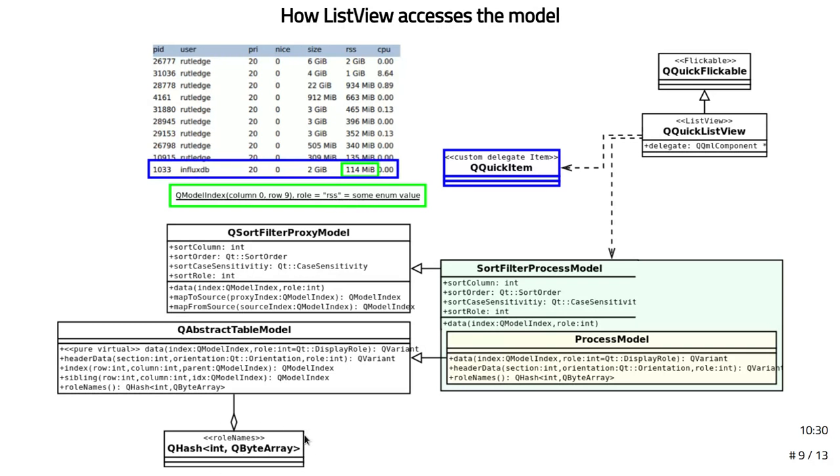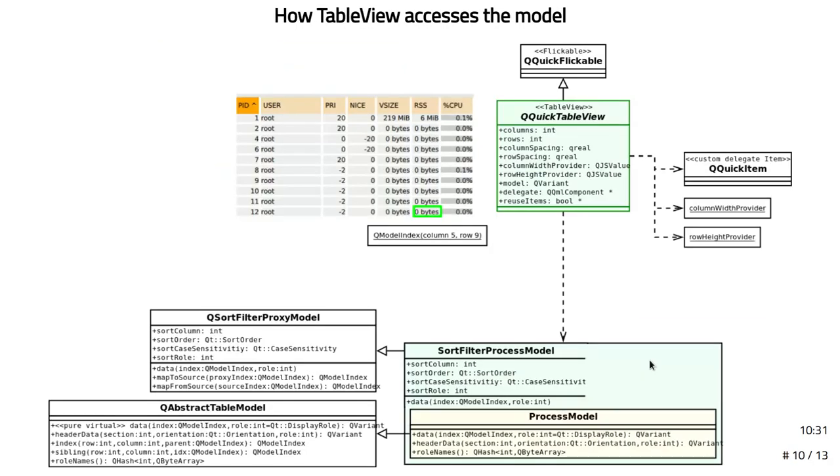The model has to define a hash which maps enum values to QByteArray, which is the string that you're using to specify the role. Your data function in your model will be called with the model index in which the column is always 0, and then the enum corresponding to RSS, converted to an int, and then in your model you have to deal with that and return the appropriate data. The new TableView, on the other hand, is more like the widget TableView in that it will actually use the column and row in the model index, and the role goes back to being DisplayRole by default. So now your QAbstractTableModel will work.